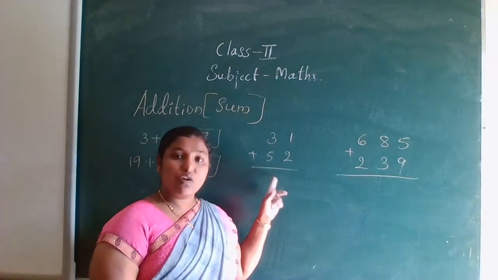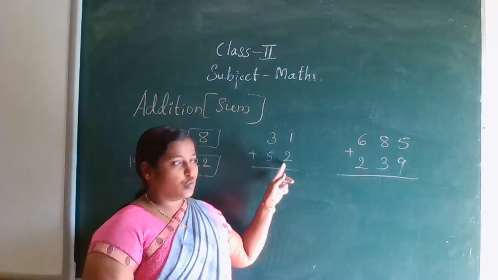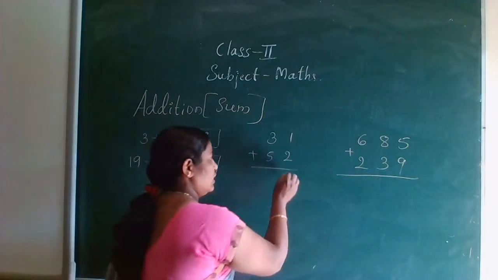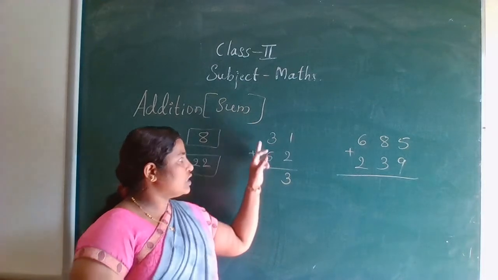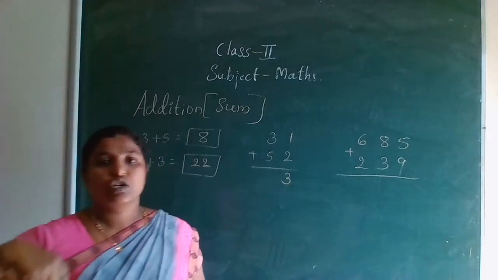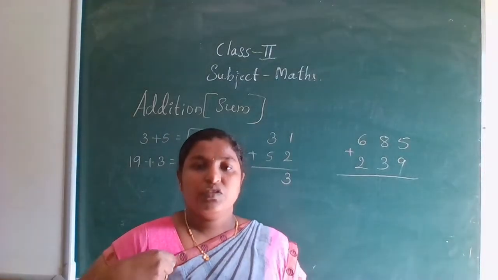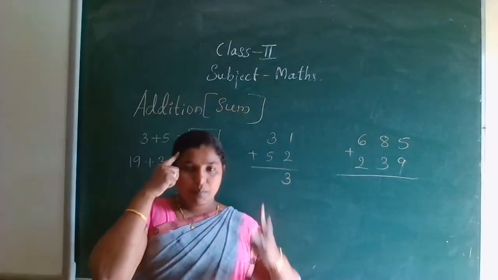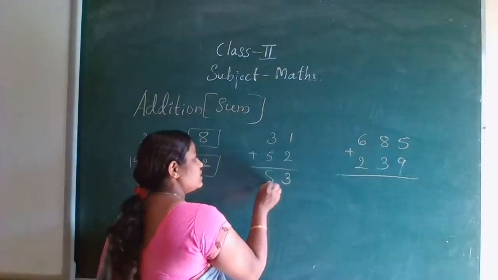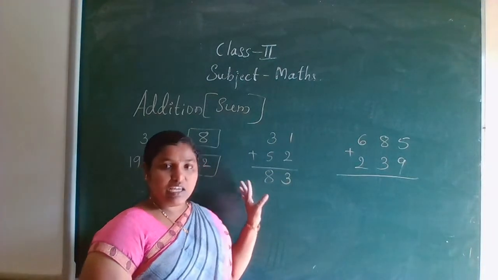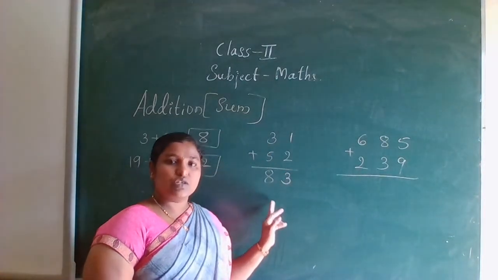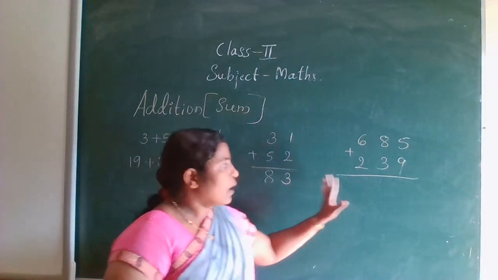Next, come to this problem. You have done this in your first standard. 1 plus 2. Big number 2 in mind, 1 in your hand. 2 plus 1, 3. 3 plus 5. Which is the big number? 5 is the big number. Where we should keep 5? In our mind. So 5 in your mind, 3 in your fingers. 5 plus 3. 5, 6, 7, 8. So answer is 8. We did not do anything here. Just we have added 1 plus 2, that is 3. 3 plus 5, that is 8. So answer is 83.